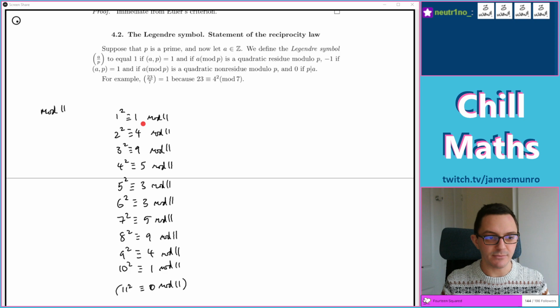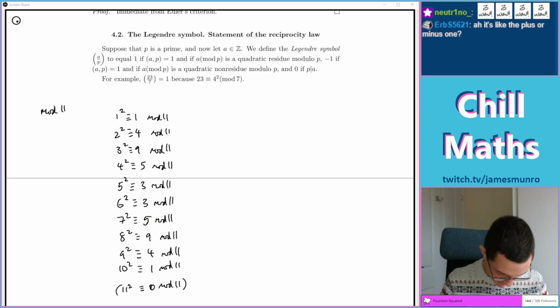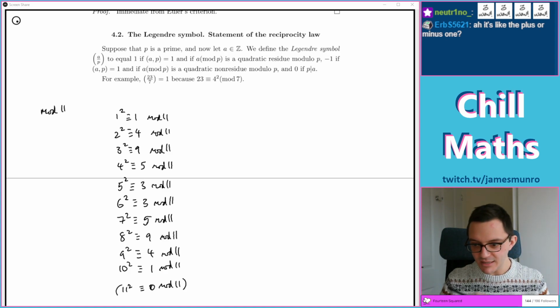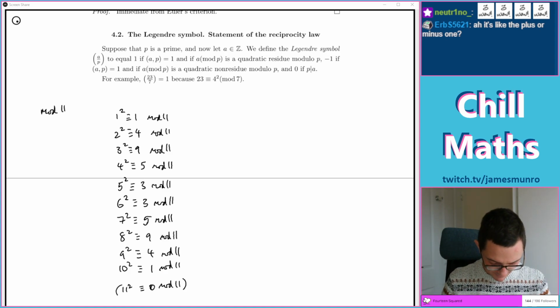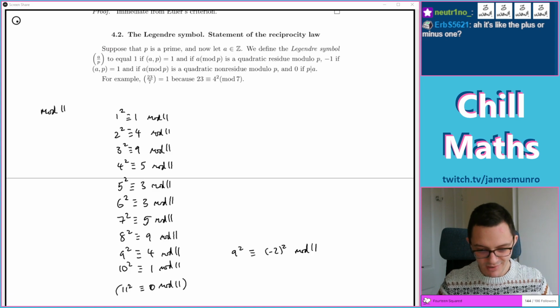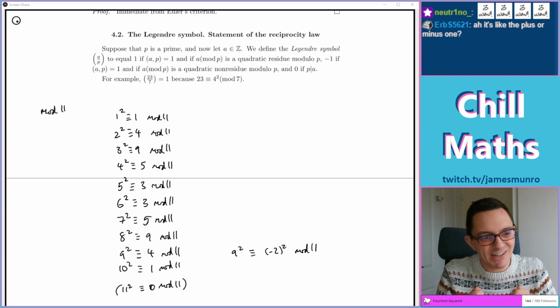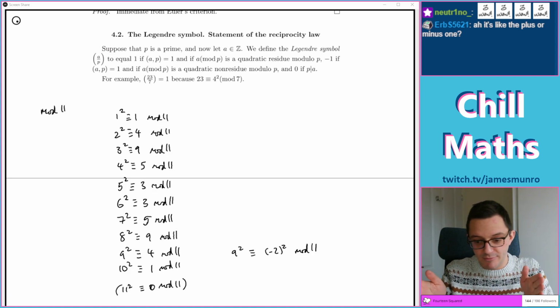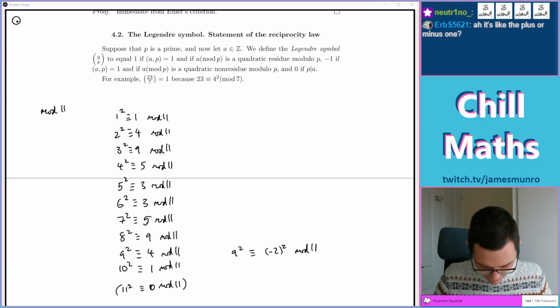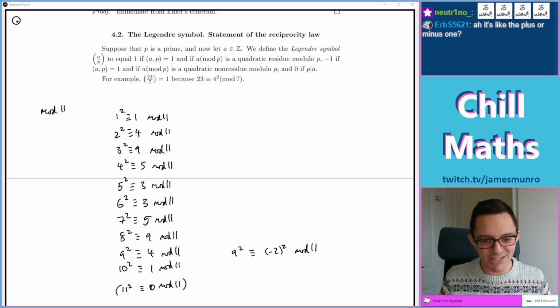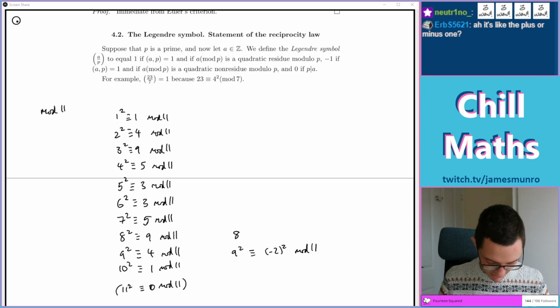And so there's this nice pattern: 1, 4, 9, 5, 3, 3, 5, 9, 4, 1. It's like plus or minus, because, for example, 9 squared is equivalent to negative 2 squared, mod 11. Multiplication just works. If A and B are equivalent, and C and D are equivalent, then A times C and B times D are too. So you can do this kind of switching before you do the multiplication, which is a really good way to progress if you actually have to do a bunch of these.